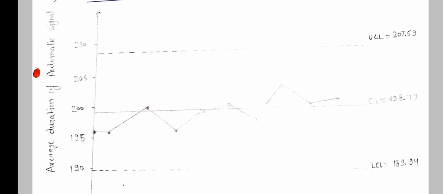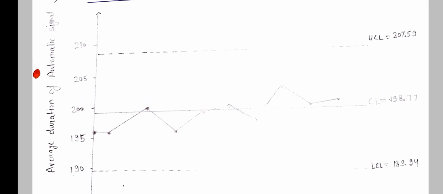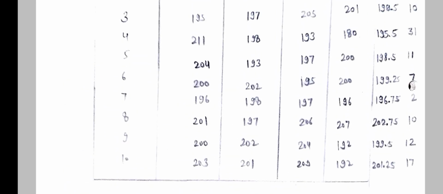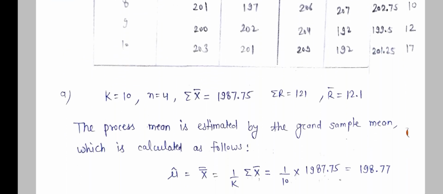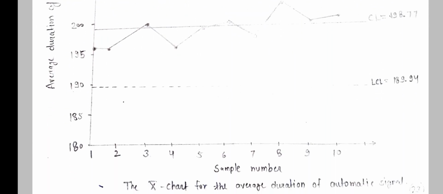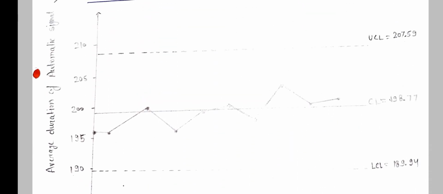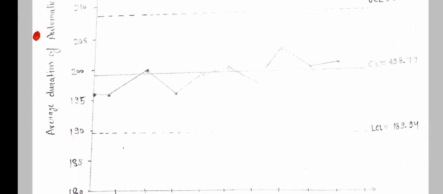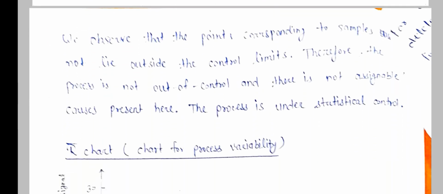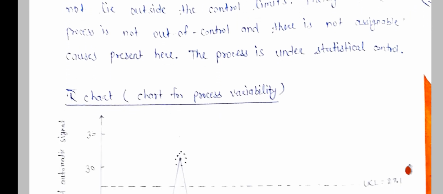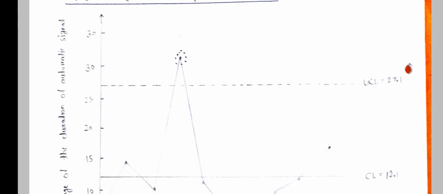So I will plot these lines here, and the observations of x bar are in the second last column. I will put all the values in the x bar chart, and we see that there is no point outside the control limits, so our process is under statistical control. Now the R chart for process variability.